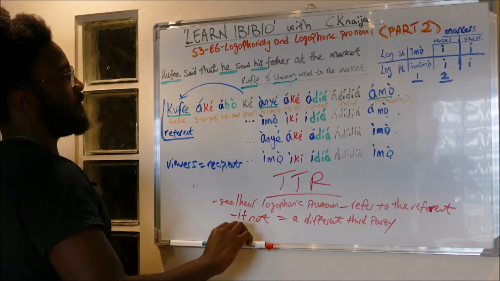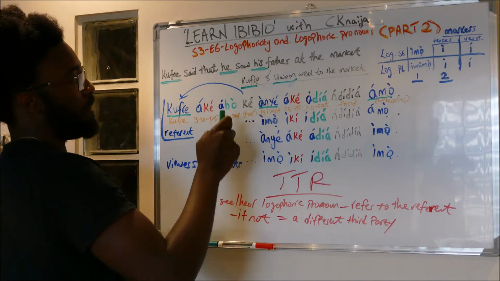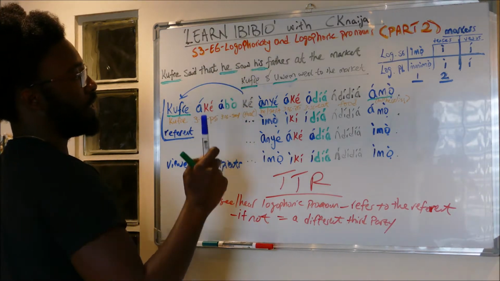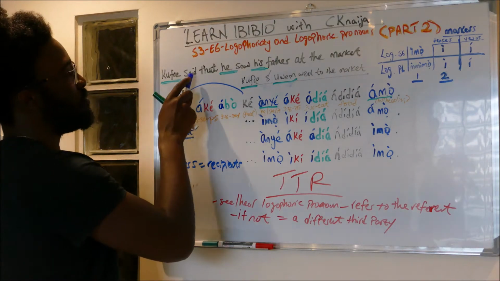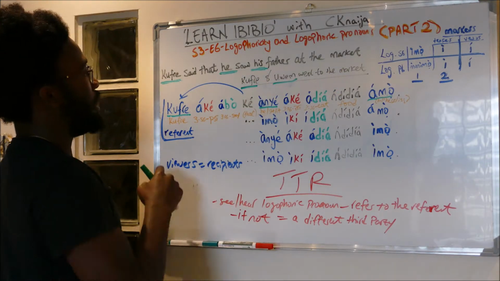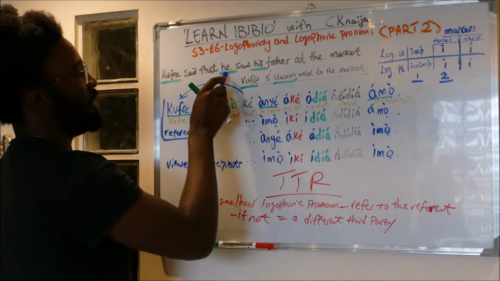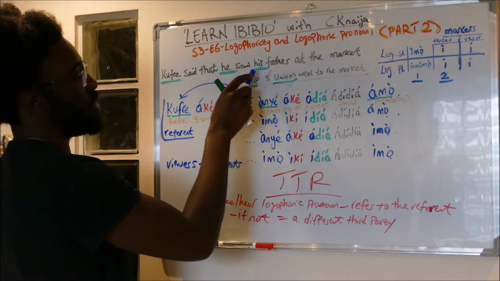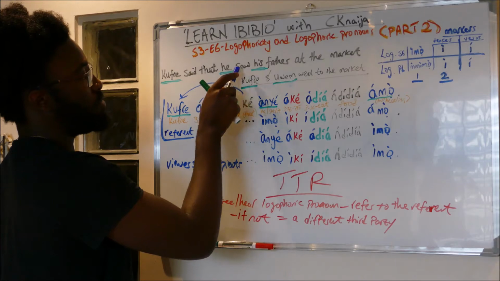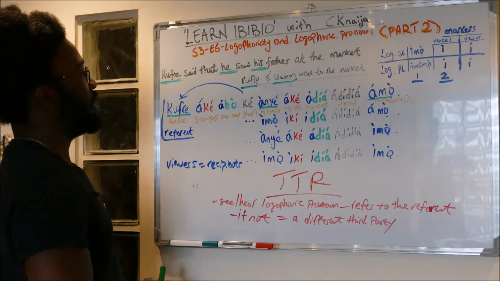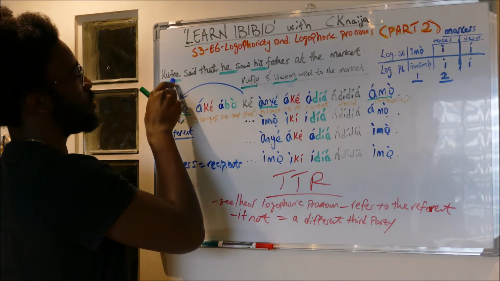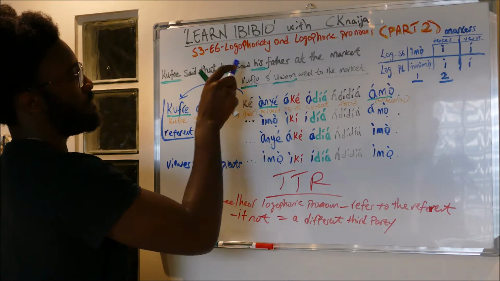We have these 3 points that refer to people. We don't actually know for sure who this he and his are referring to. So it could be that Kufre said that he, Kufre, saw his own father at the market. It could be that Kufre said that he, Kufre, saw Owem's father at the market. It could be that Kufre said that he, Owem, saw his own father at the market. It could be that Kufre said that he, Owem, saw Kufre's father at the market.